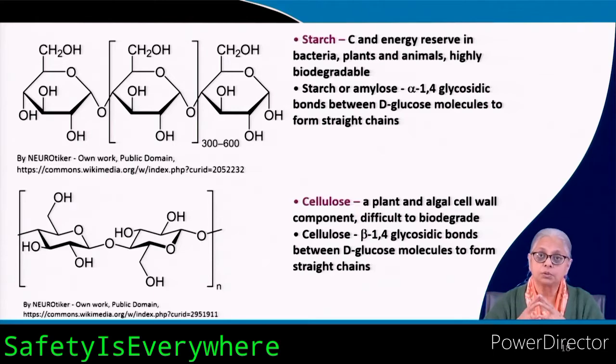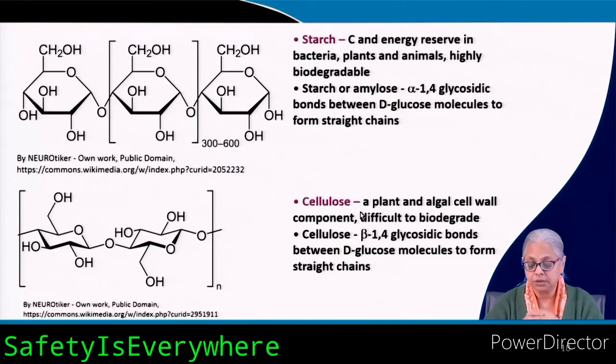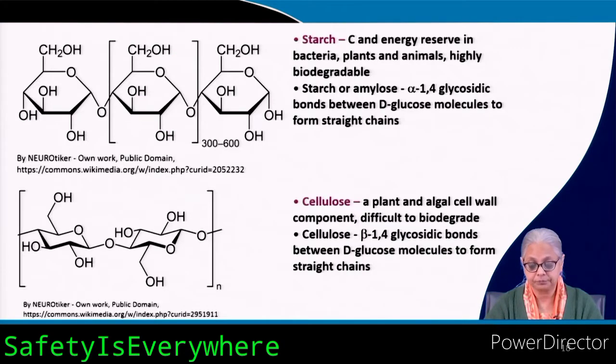And these cellulose polymers are made out of beta 1,4 glycosidic bonds. So here is our beta 1,4 glycosidic bond, and these are also straight chains. I'll just show you this point, that this beta 1,4 glycosidic bond is harder to break compared to the alpha 1,4 glycosidic bond.